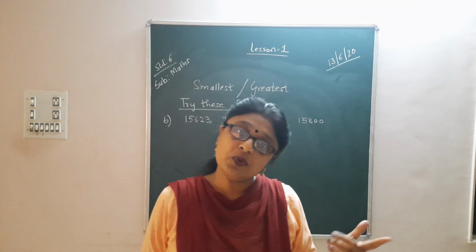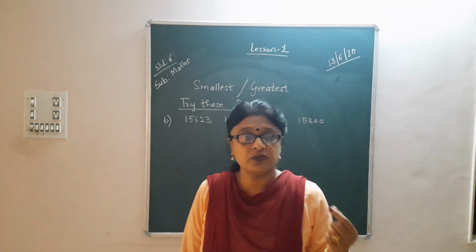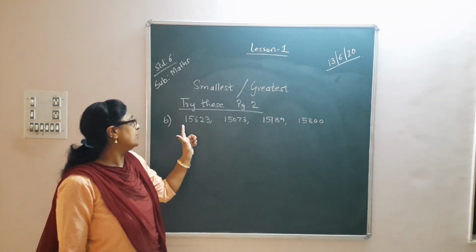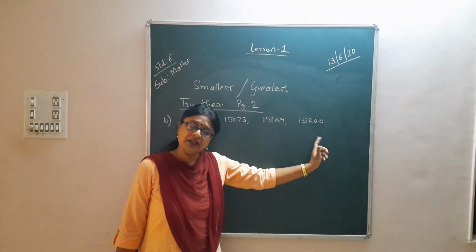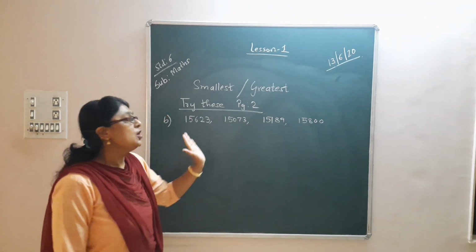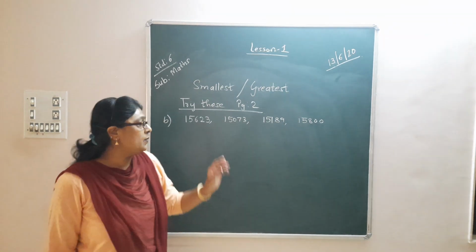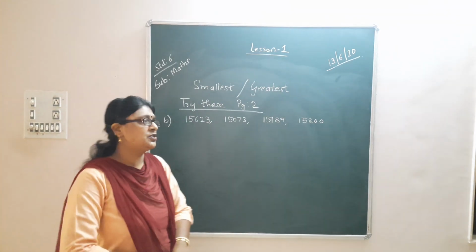So what did I tell you yesterday? What is the first step? The first step is you have to count the number of digits first. Fine. So you count the number of digits. So each number has got how many digits? 5 digits. Okay. So when the number of digits are same, you go ahead with the second step. That is, you compare the first digit of each number.